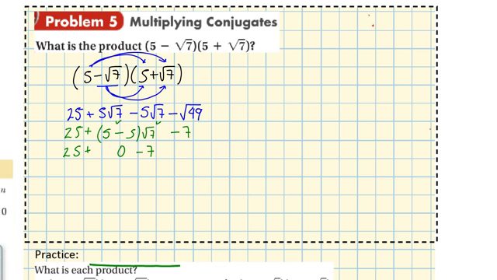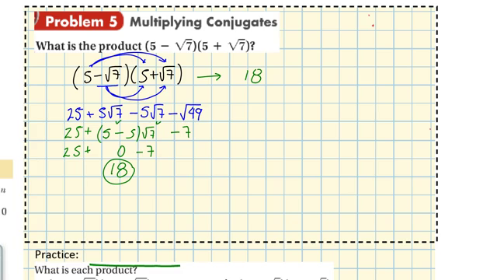Now take a second to appreciate this problem. We began with 5 minus square root of 7, multiplied it to 5 plus square root of 7, but our answer does not have a radical. And that's the special property that conjugates have. They cancel out radicals. So if we're able to find them and use them, they're going to make our life a whole lot easier. So let's go to the next problem.